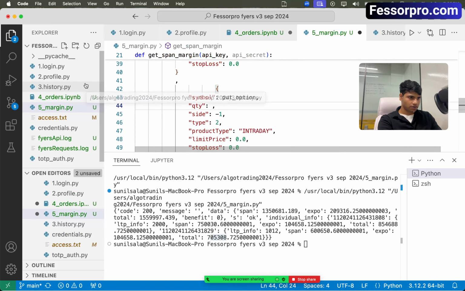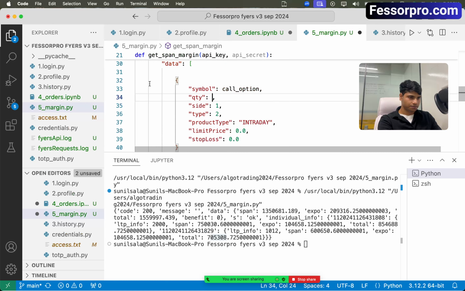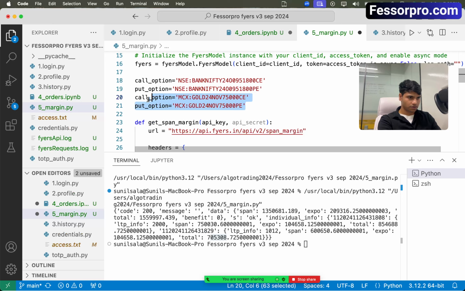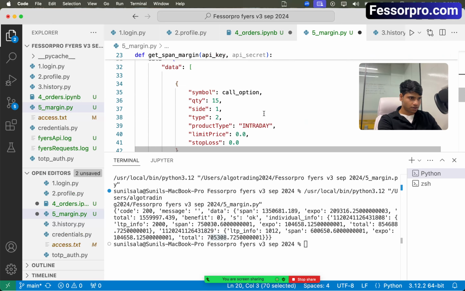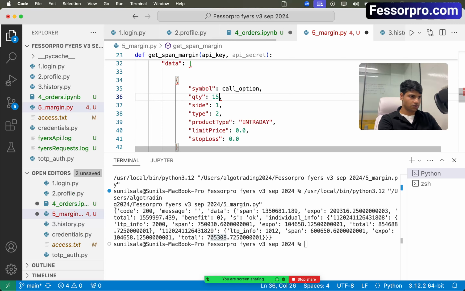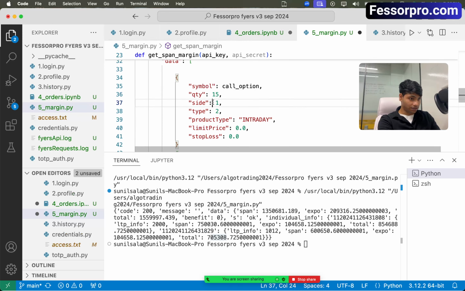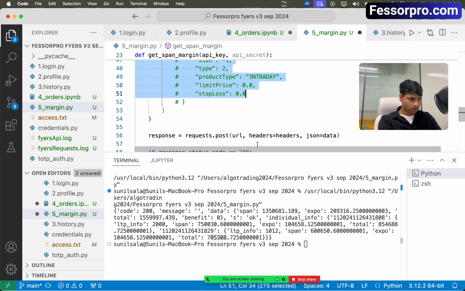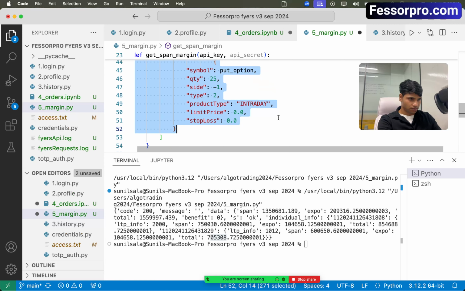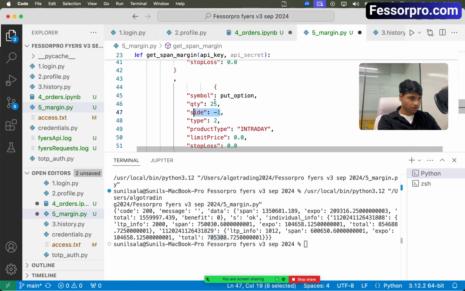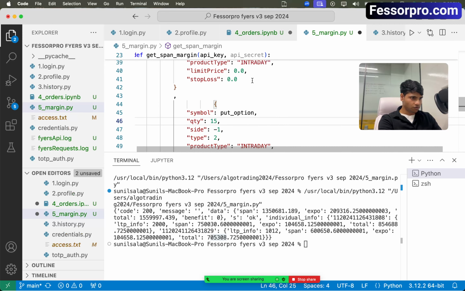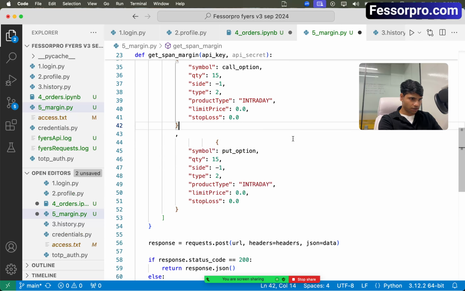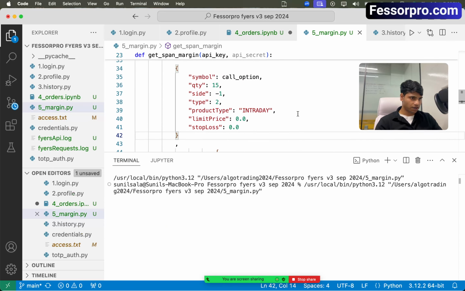Okay. So you can do this for, I think Bank Nifty might also work. Let me try. Okay. Comment this. I'll change this to, okay, quantity should be 15. Side should be -1. I'll change this to -1. I'll uncomment this. And this will be -1. This will be 15. Okay. So if you want to place a straddle, how much margin is required? Let's see. So both of them are -1, -1.